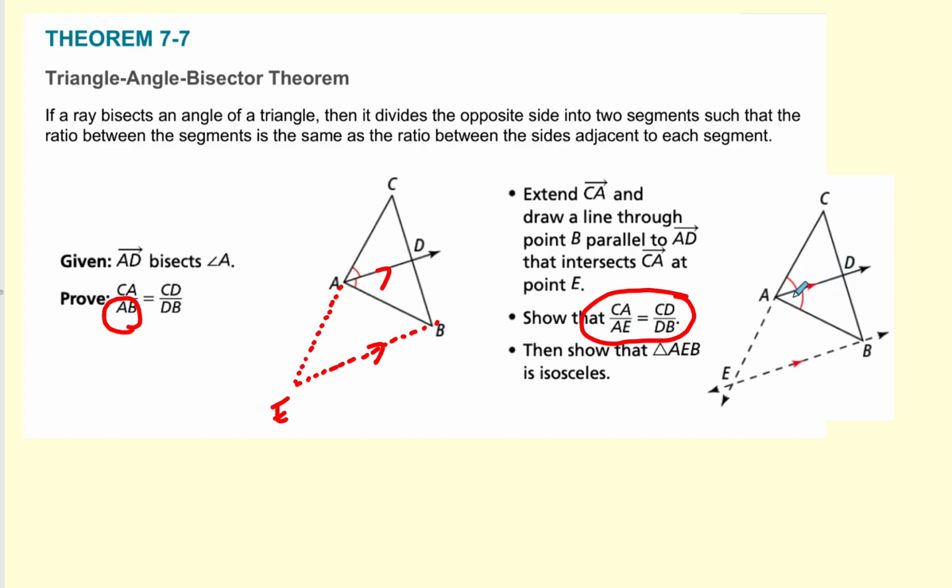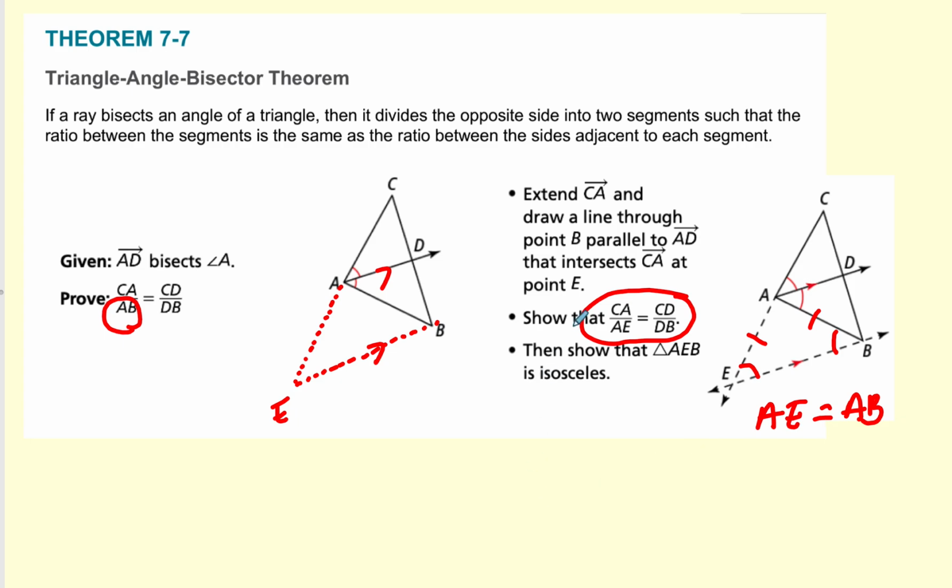Now remember, these lines are parallel, so we know this angle and this angle are the same, and that's because if two lines are parallel, corresponding angles are congruent. And these are alternate interior angles, so those are going to be congruent. So these two angles are the same because they come from two angles that are the same. Now when these two angles are congruent, that forces these sides to be congruent. This is the base angles theorem. If two angles of a triangle are congruent, then the sides opposite are congruent. So this is telling me that AE is equal to AB.